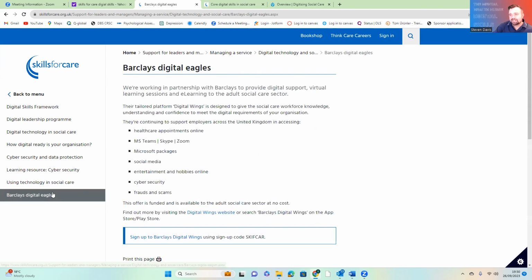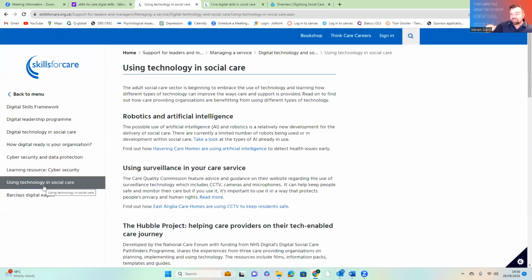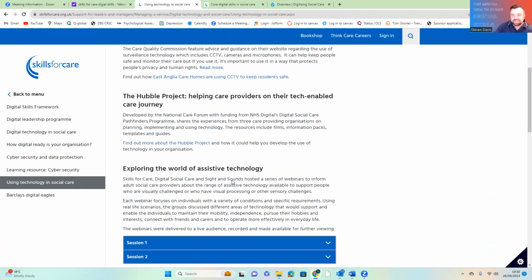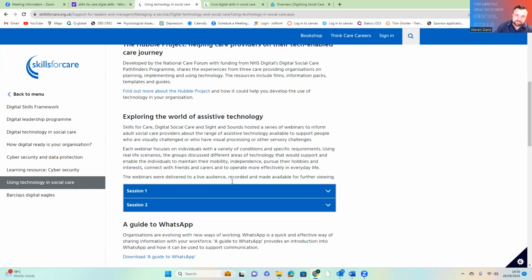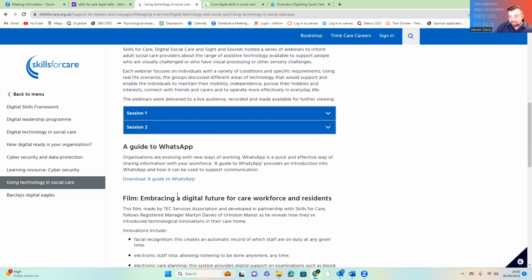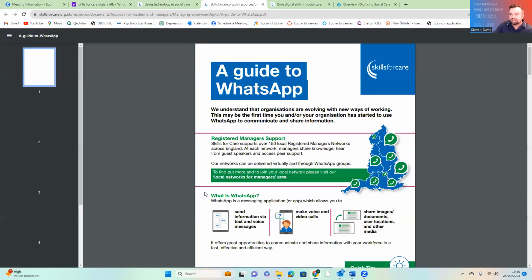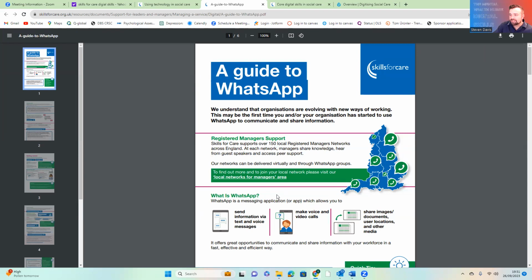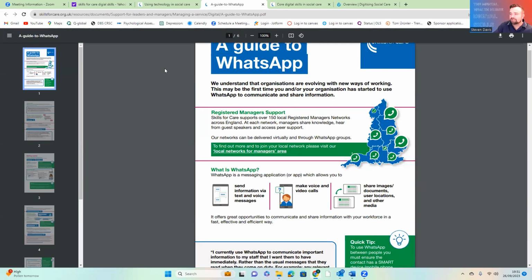And again, like we said, equally the use of technologies. So we're looking at artificial intelligence, we're looking at CCTV, we're looking at using technology and online systems for care planning. There is a guide to WhatsApp on here as well, which is really useful. I ended up in a conversation with a local authority around WhatsApp about, is it safe to use, is it not safe to use? So there is a wonderful guide here now. It's definitely worthwhile having a look at that guide, understanding how that works.